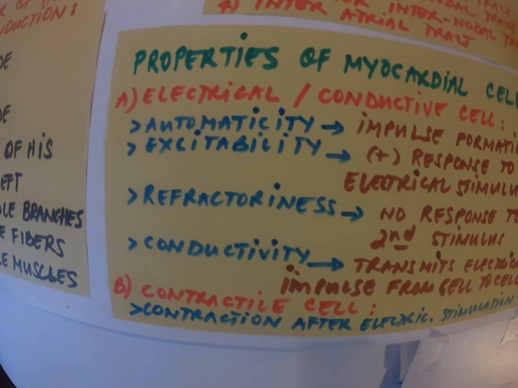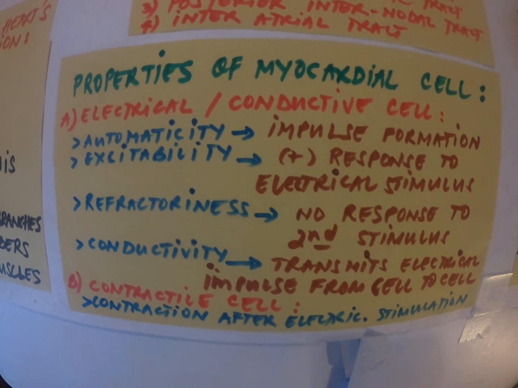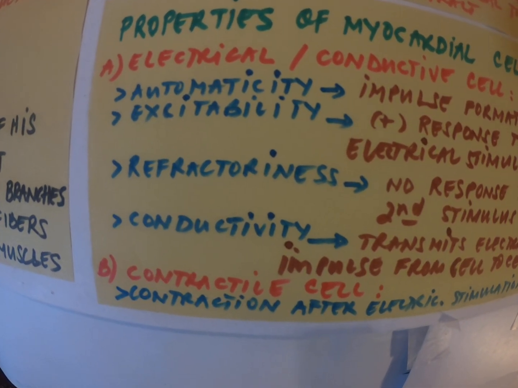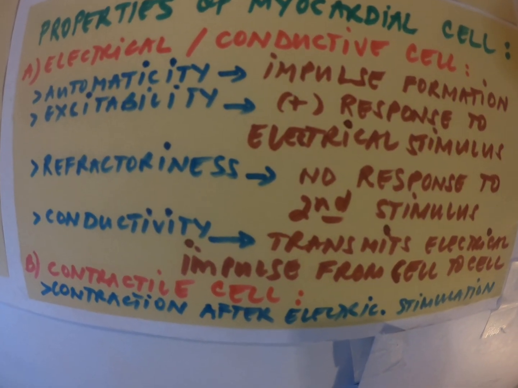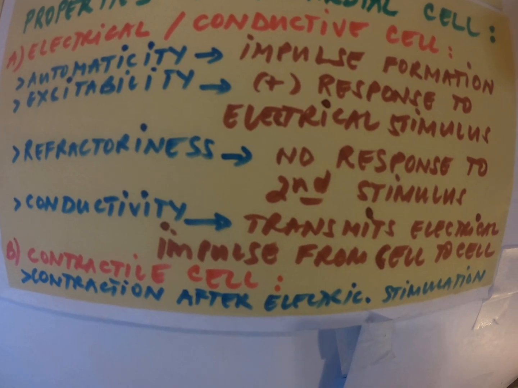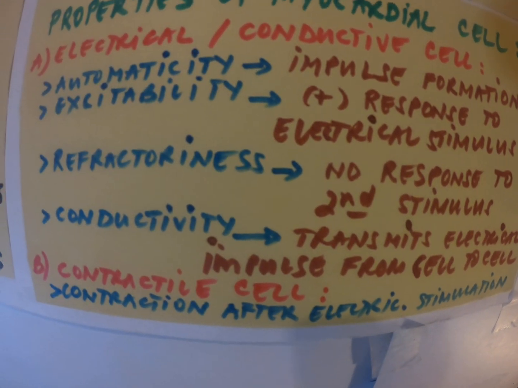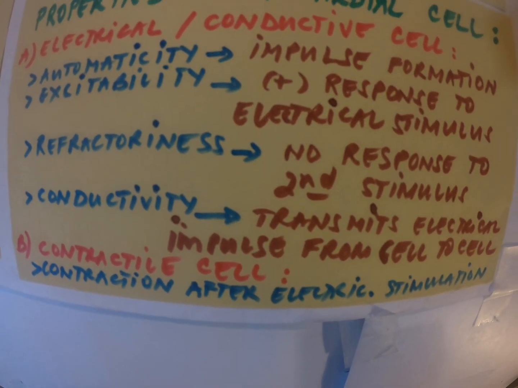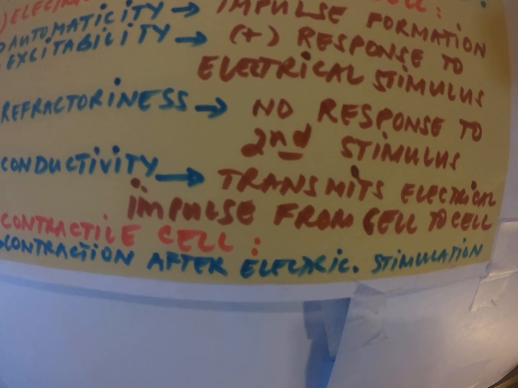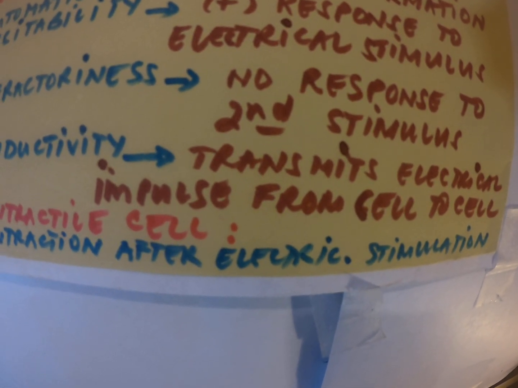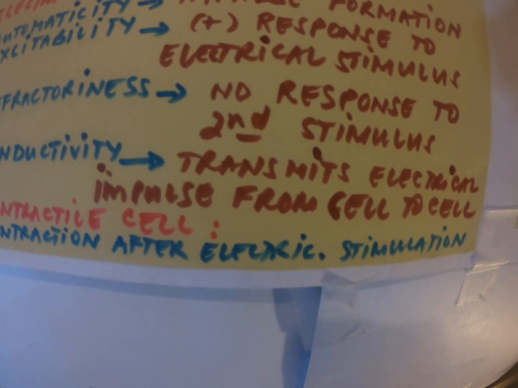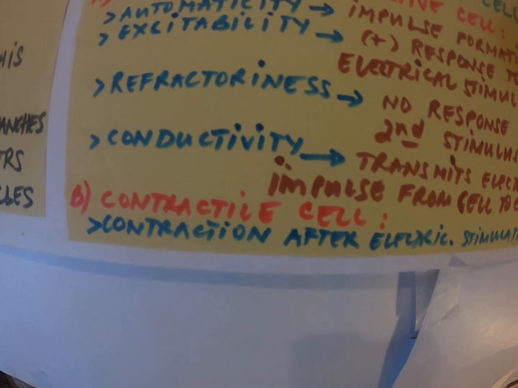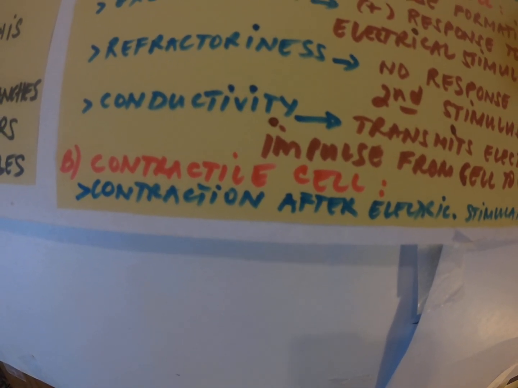And excitability, yes, the conductive cells have the capability to be excited or respond to electrical stimulus. Refractoriness, if there's already the first stimulation, they cannot be responding to the second stimulus. So that is refractoriness. Conductivity, the conductive electrical cell, they are able to transmit electrical impulses from cell to cell because of their structure with the help of the intercalated disc at the end of the cells. And the contractile cell are responsible for the contraction.